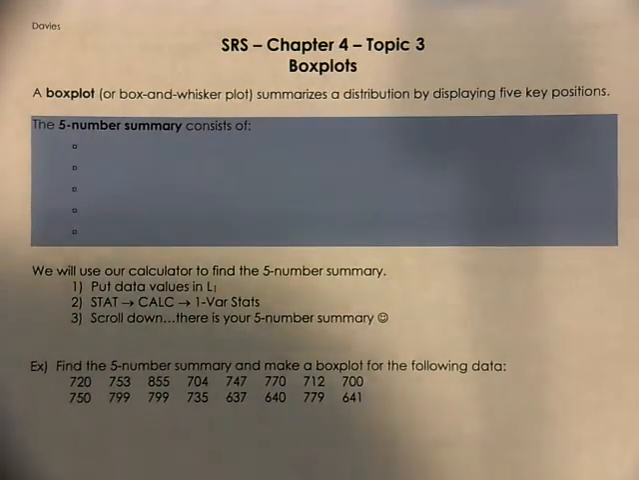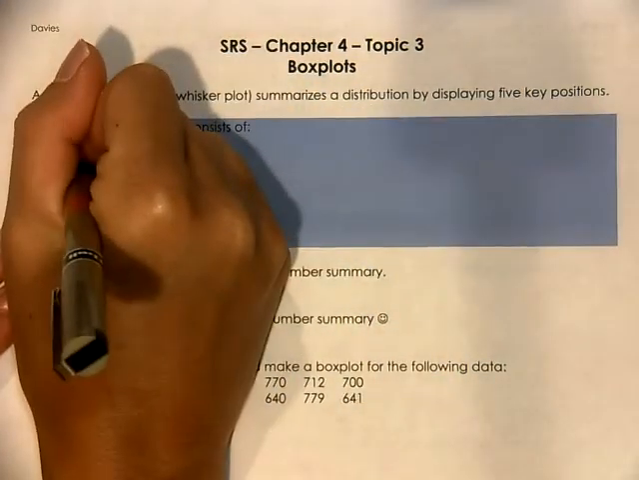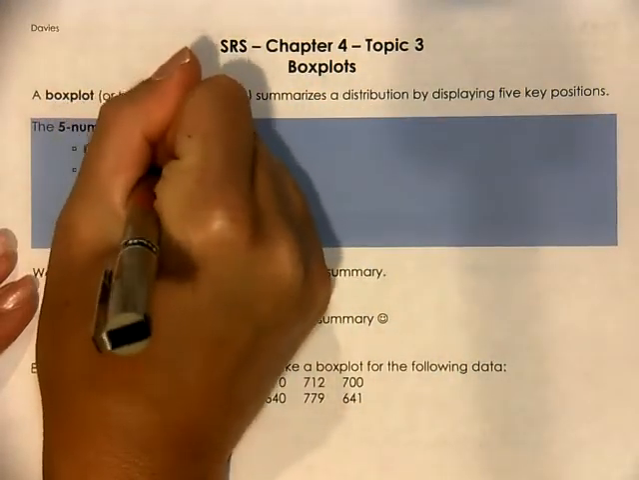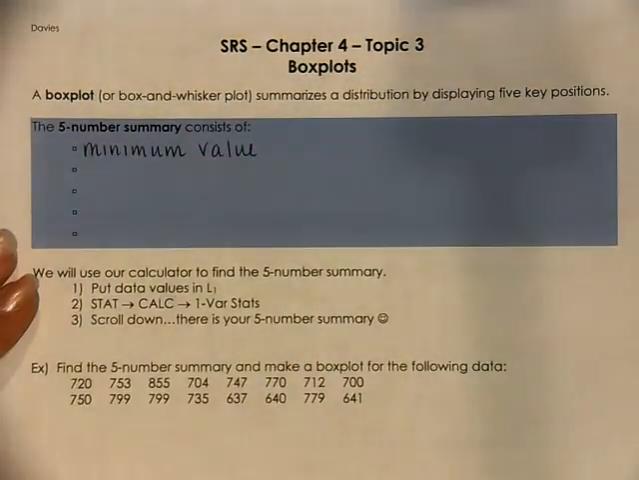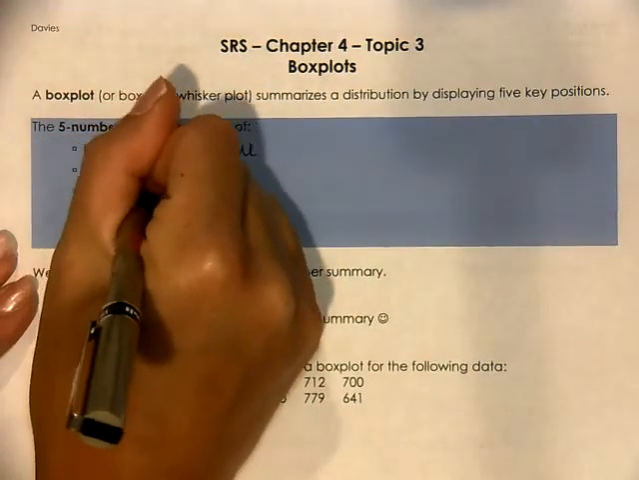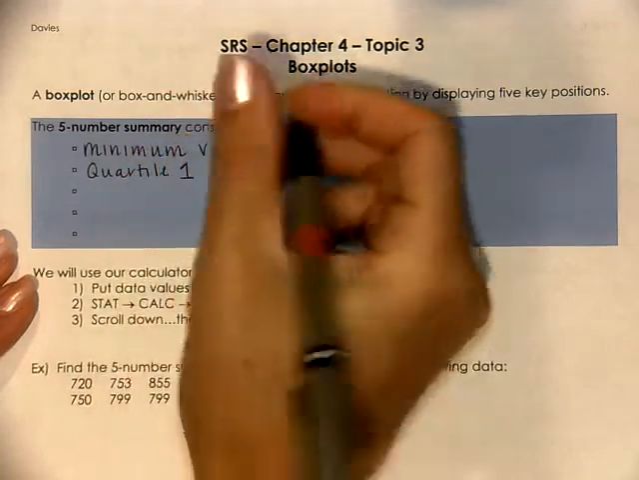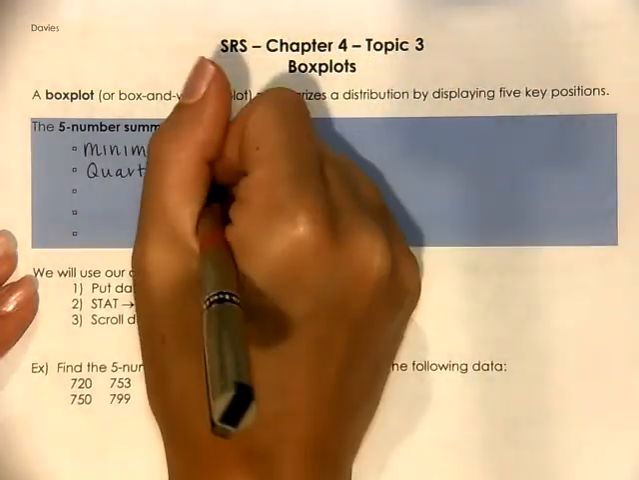So a box plot, or maybe referred to in middle school, if you ever did it, as a box and whisker plot, summarizes a distribution displaying 5 key points. This is called the 5-number summary. The first number is your minimum value. The second number is quartile 1. Quartile 1 divides the lowest 25% from the upper 75%.